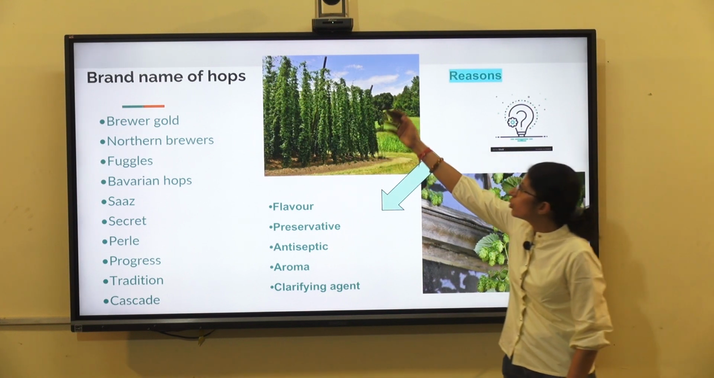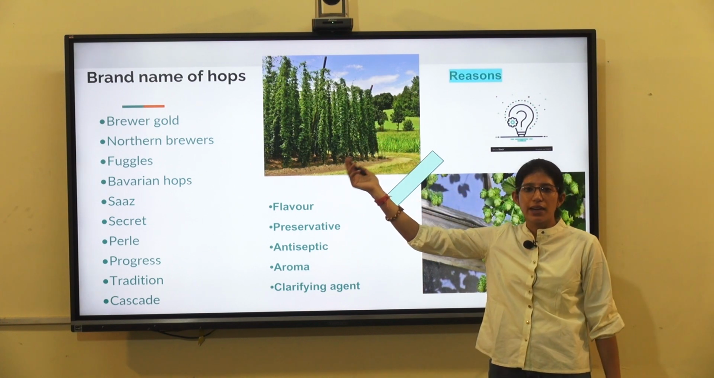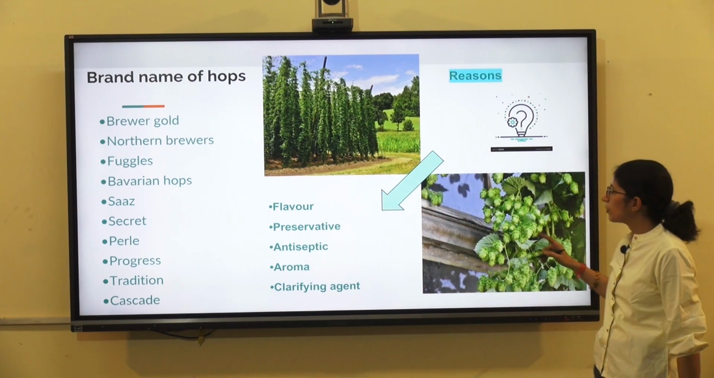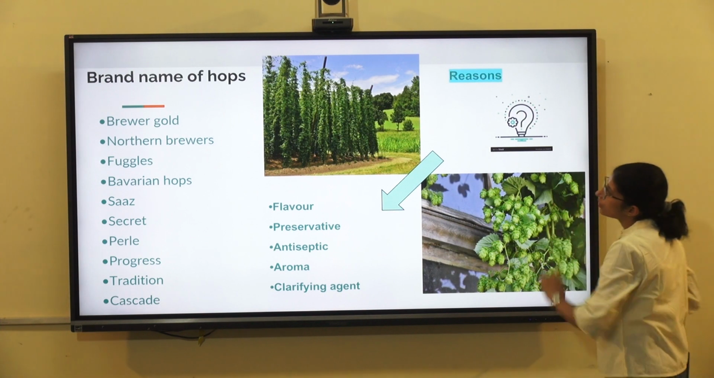These are the vines of the hop. Just like grapes are grown on vines, hops are also grown in a similar pattern.